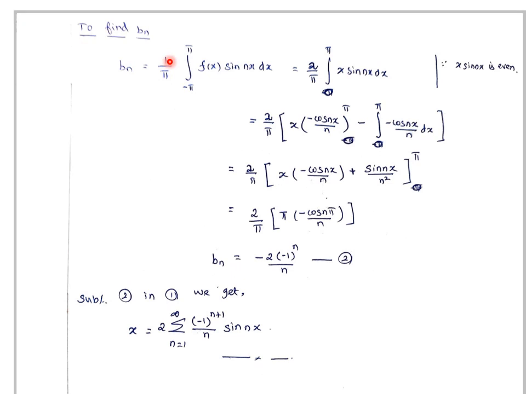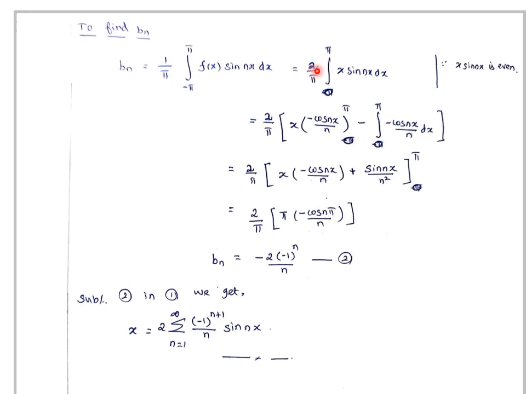As usual, how to find bn? bn equal to 1 by pi integral minus pi to plus pi f of x sin nx dx. Now, since the given function f of x equal to x is an odd function and already sin nx is an odd function, multiplication of these two odd functions will become an even function. Therefore, we can write integral minus pi to plus pi as 2 into integral 0 to pi.